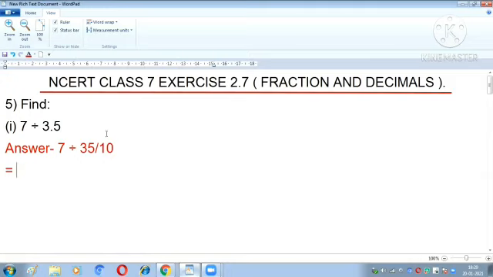So now this divide sign will change to multiply sign. So we will write now 7 multiplied by, now we will do the reciprocal of 35 upon 10. So the reciprocal of 35 upon 10 is 10 upon 35.